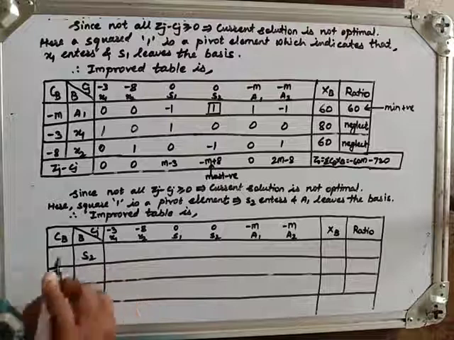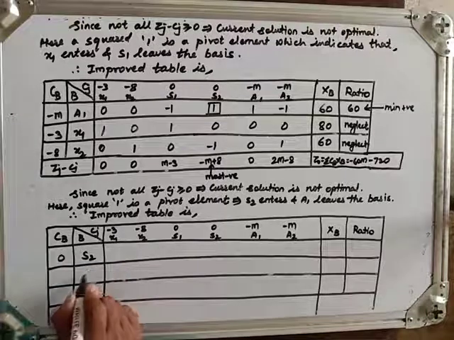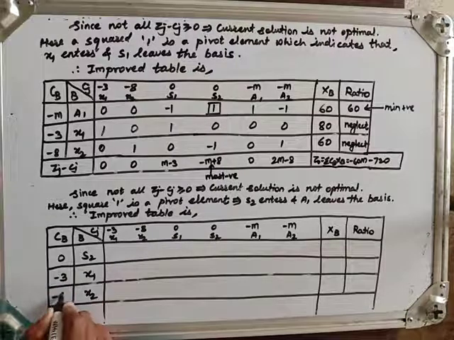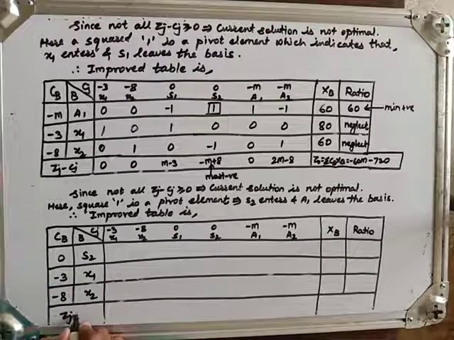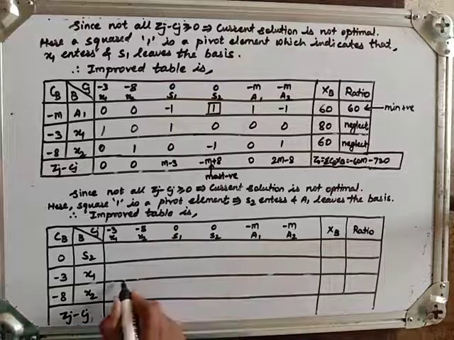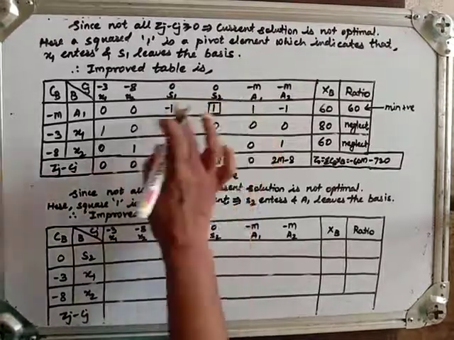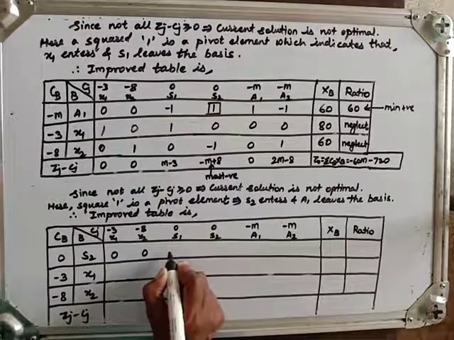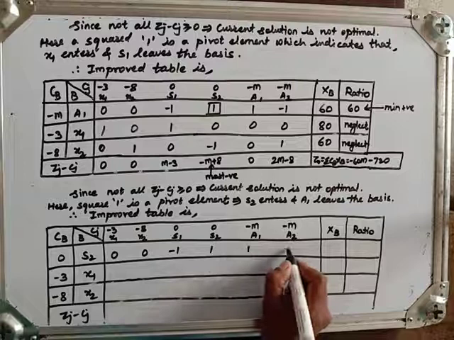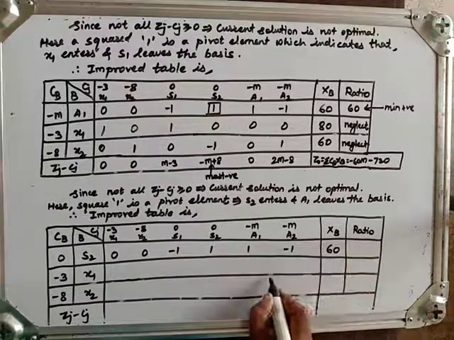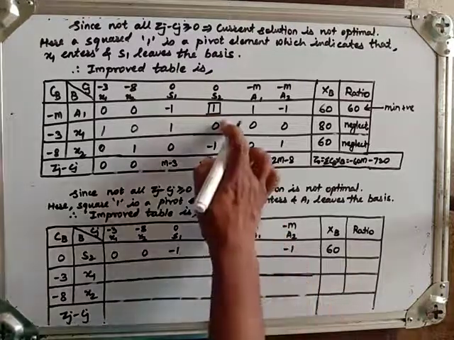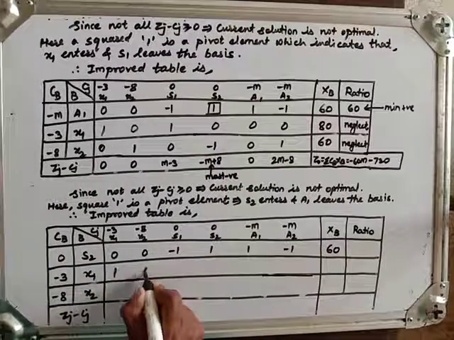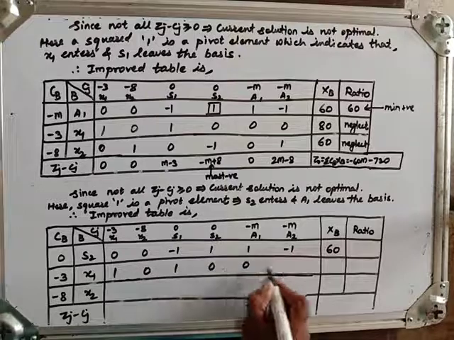So it is replaced by S2 having the coefficient 0. Here X1 having coefficient minus 3, X2 having coefficient minus 8, Zj minus Cj. Now let us determine the row elements. Now here it is already 1, so it will be as it is: 0, 0, minus 1, 1, 1, minus 1 and 60. Now this is 0, so the second row also remains same: 1, 0, 1, 0, 0, 0 and 80.